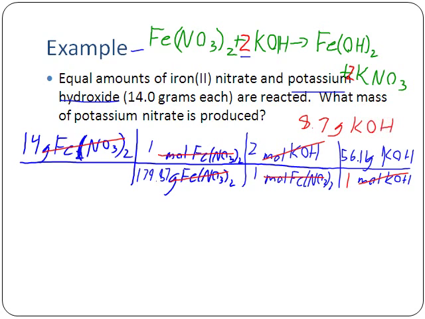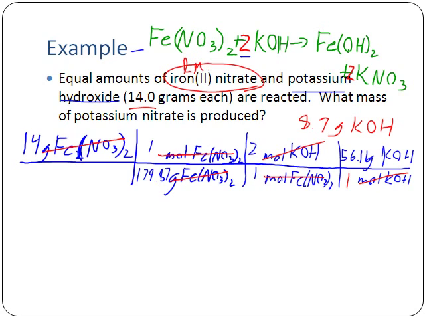So let's take a look. We need to use up all of the iron 2 nitrate, and we need 8.7 grams of potassium hydroxide. How much potassium hydroxide do we have available? 14 grams. So that means there's extra potassium hydroxide available. The potassium hydroxide is in excess, so therefore the limiting reagent must be the iron 2 nitrate. So we have found our limiting reagent.